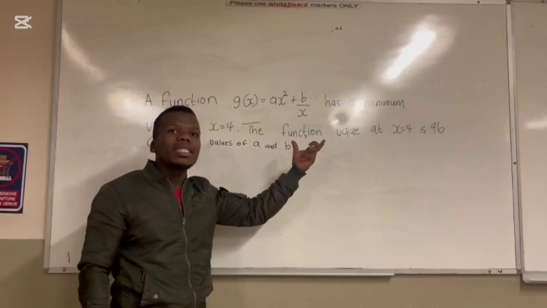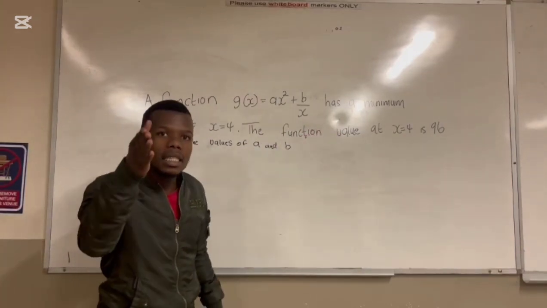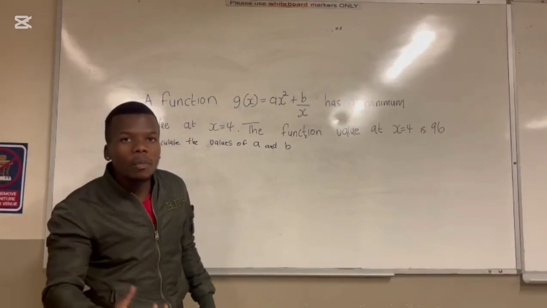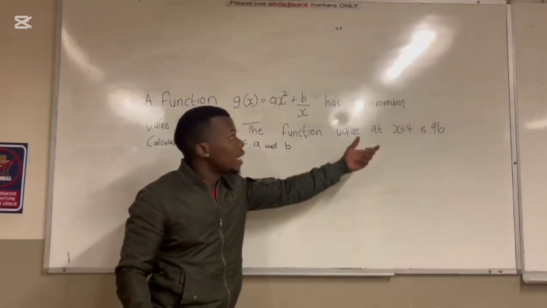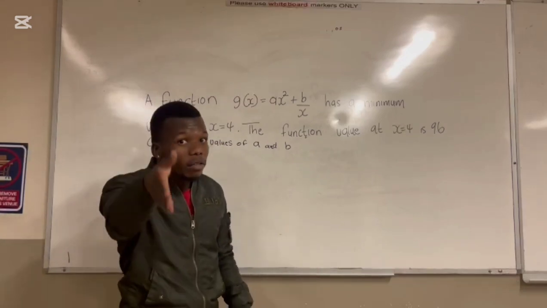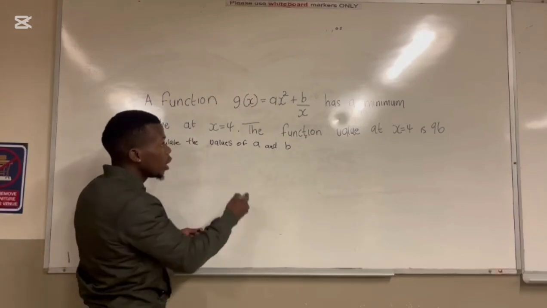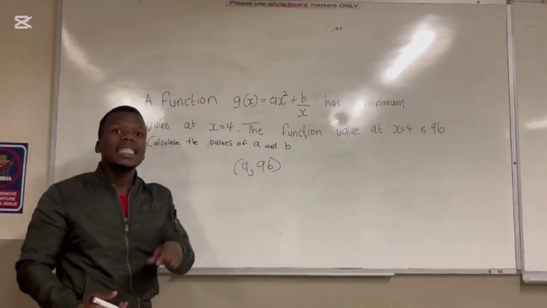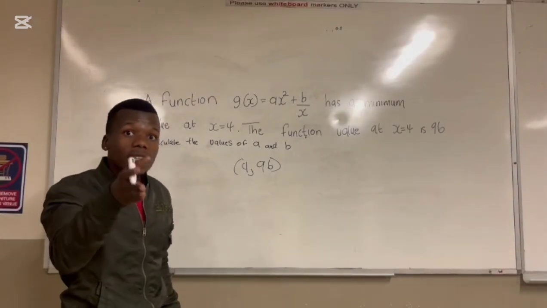Now before going deep into this, let's check the second statement. The function value at x is equal to 4 is 96. In other words, my friends, they took x is equal to 4 and substituted it into my function and got 96. It means x is 4 and the corresponding y value is 96. The coordinate form of this will be (4; 96). All they did is substitute 4 where they see x into the function.